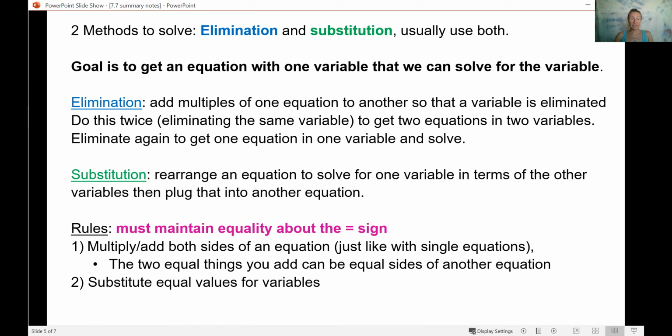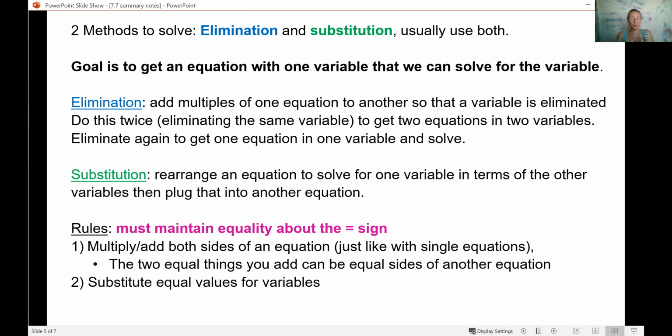Usually when we use elimination, since we have three equations, we're going to pair two of them to eliminate one of our variables. And then we're going to pick another two, just not the same exact two, and eliminate that very same variable. So you can choose to eliminate x, you can choose to eliminate y, or you can choose to eliminate z, but you have to do it twice using two different equations and eliminate the same variable twice.